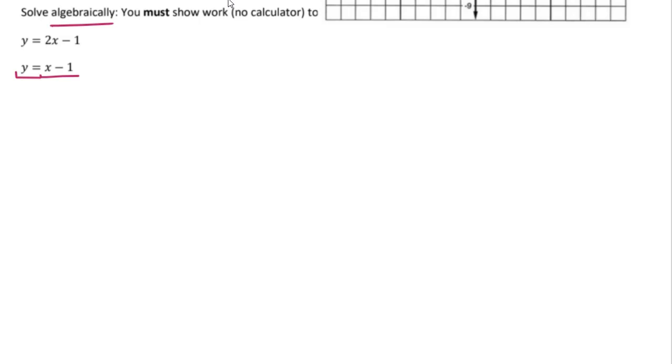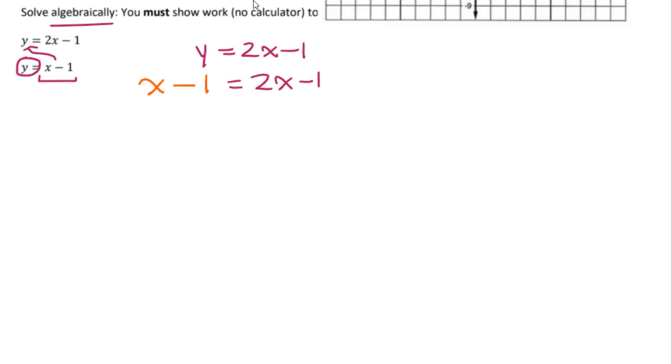Let me erase this. Let's try it again. I see y equals, and I'm going to take this part and plug it into where it says y. So this first equation says y equals 2x minus 1. But instead of y, I now know that y also equals x minus 1. So notice, instead of y, I wrote x minus 1. Just a quick substitution: I took that whole expression and plugged it in for y. And there we go. And now look, I have a single variable equation.